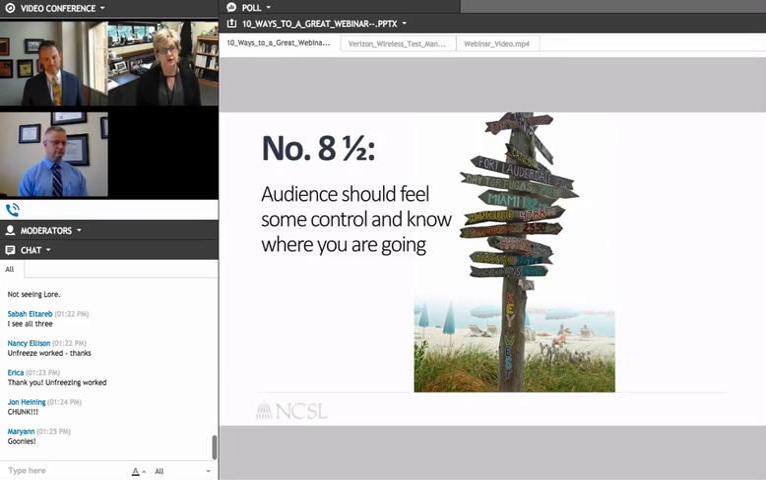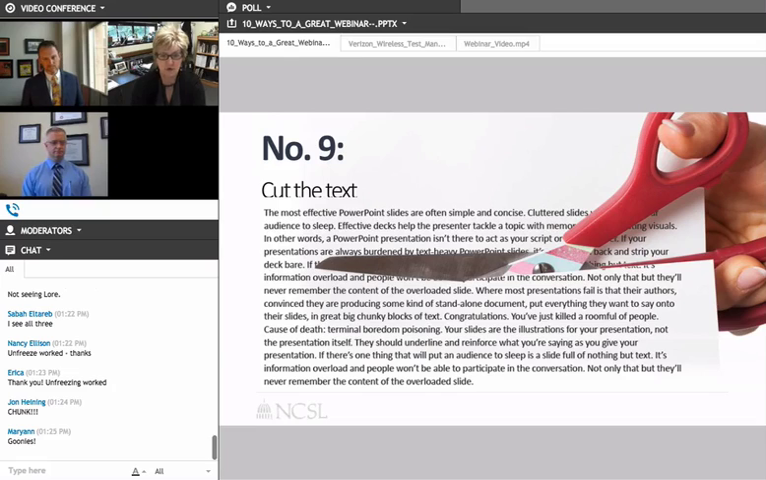You can sit back and be in the present because you know first you're going to have 10 tips. So sit back, relax, enjoy those 10 tips before we move on to resources. Number 9 is cut the text.